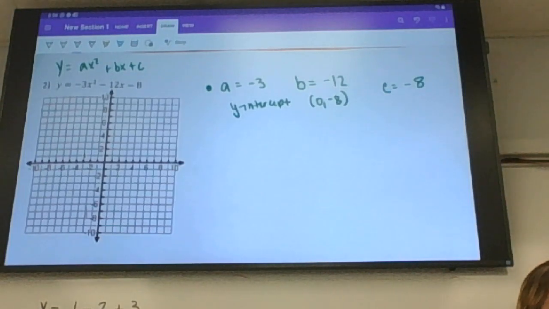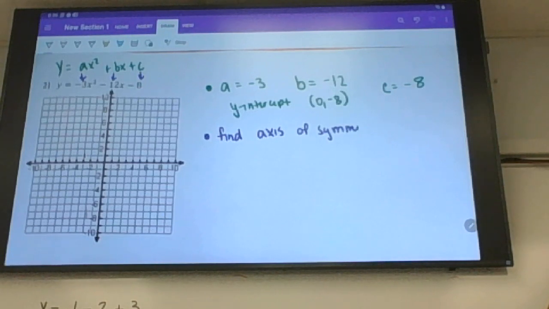Alright, so our first step was to identify A, B, and C. Next, we find the axis of symmetry, which is a formula you have to remember. X equals negative B over 2A.